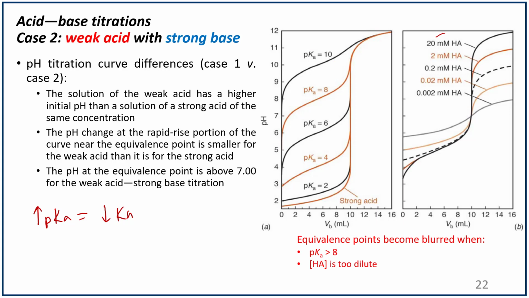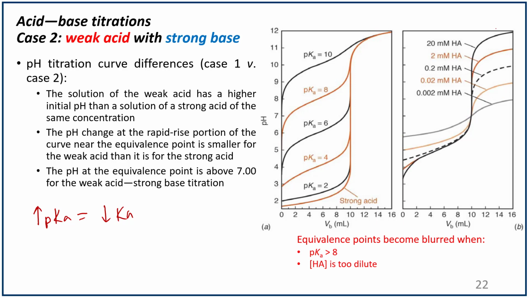Now, this equivalence point rapid rise portion of the graph also becomes more blurred when you are working with more dilute weak acids. Say for example here, the steepest point in the graph will be this black one, which is 20 millimolar of a weak acid HA. Compare that to 0.002 millimolar of this weak acid HA.